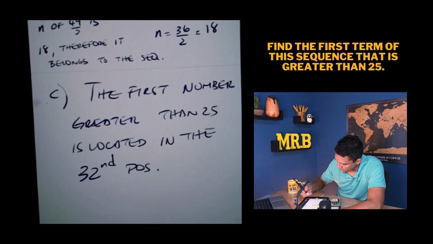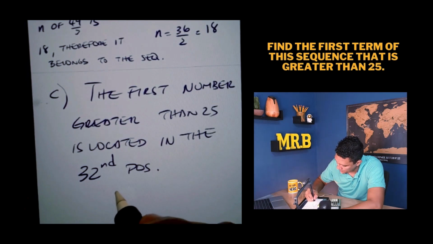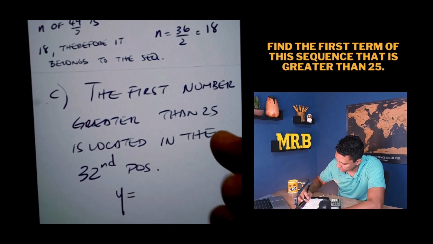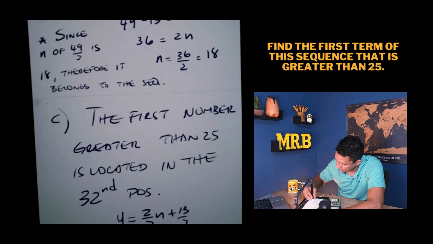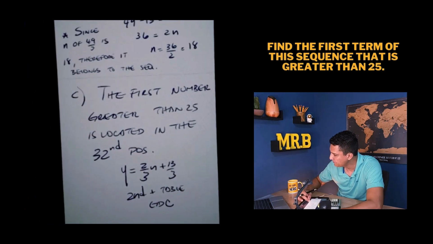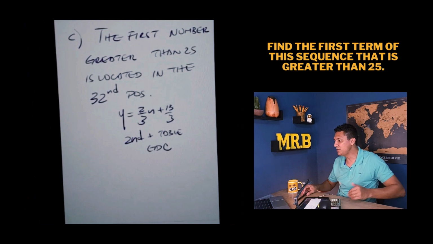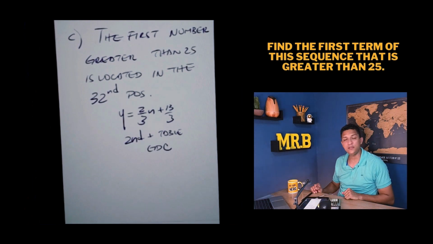If you want to justify this, what you basically have to say is y equals the equation 2/3 n plus 13/3, and then you can say that you used the second table of the graphic display calculator. With this it should be enough to justify your answer in your assessment.